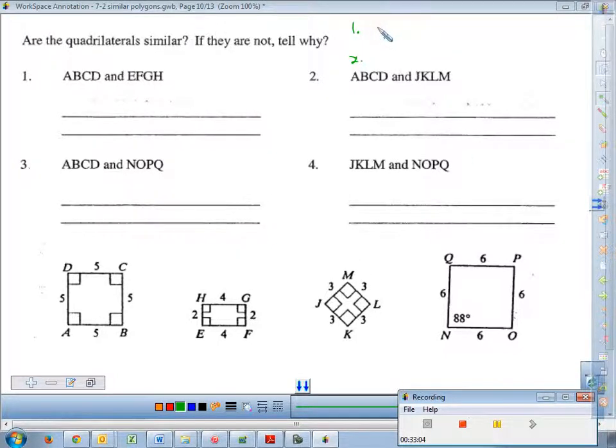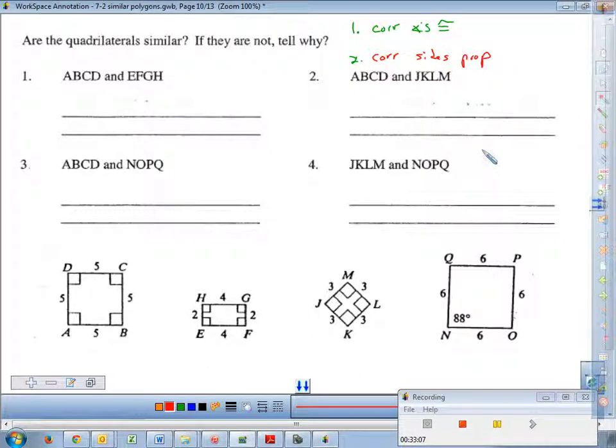What's rule number 1? Corresponding angles have to be congruent. The magic word is corresponding, right? Not all the angles will be congruent to each other. It's not like they're always going to be 90, 90, 90, 90, 90 or something like that. The angles that correspond to each other are going to be the same. What's rule number 2? Corresponding sides are proportional. P-R-O-P.